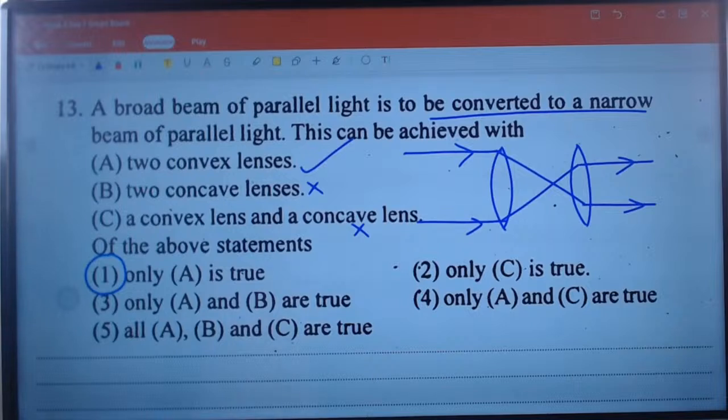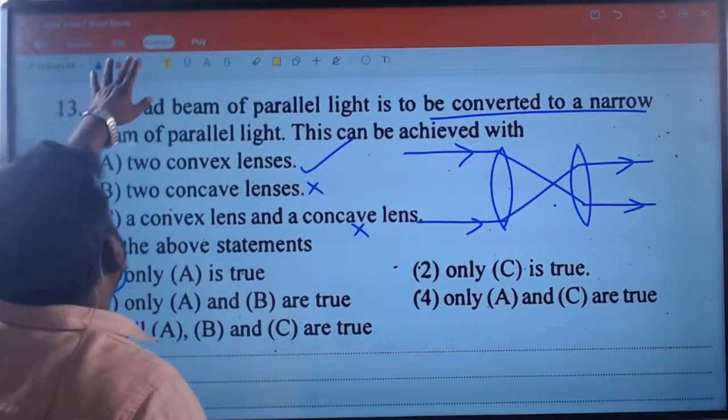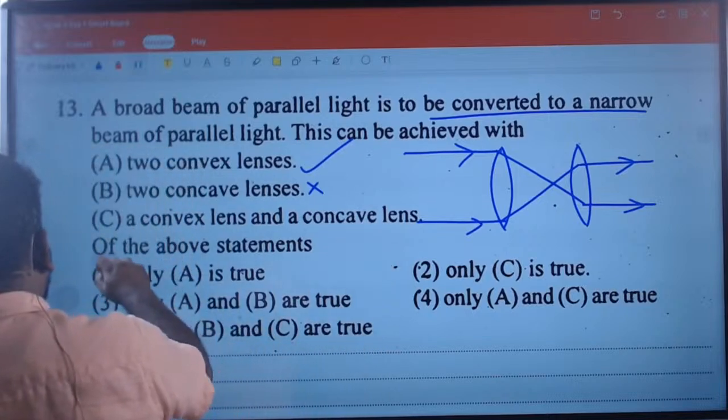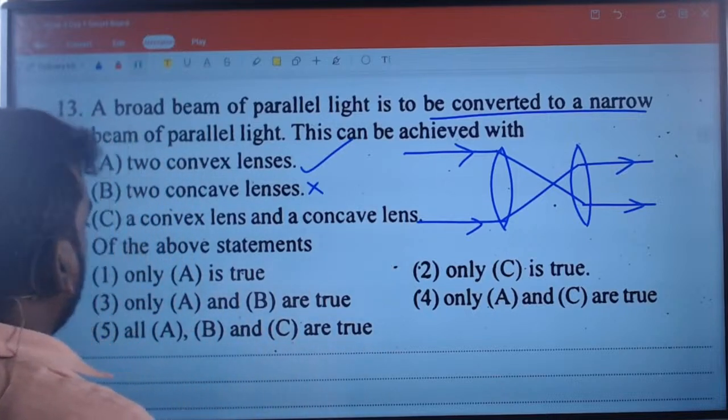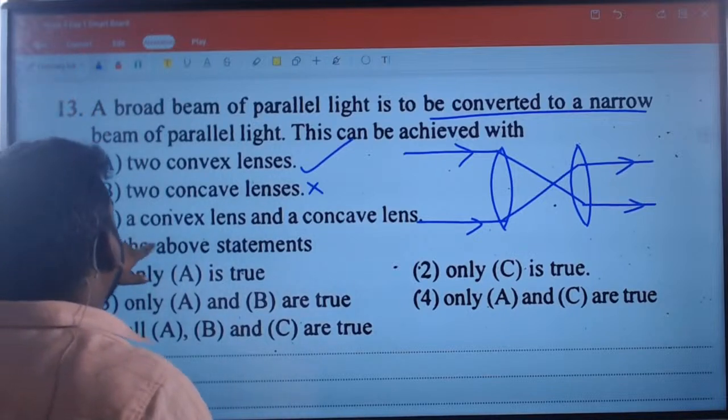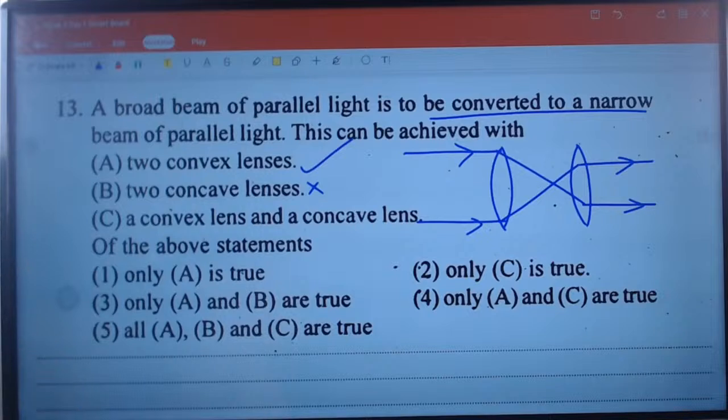Sorry, give me a second. Two concave lenses can't work. Let's look at this situation: a convex lens and a concave lens.